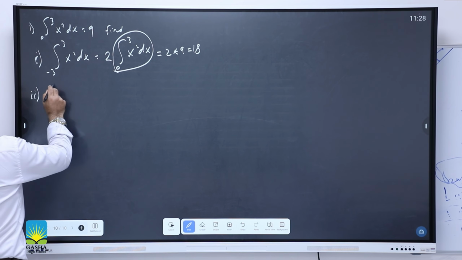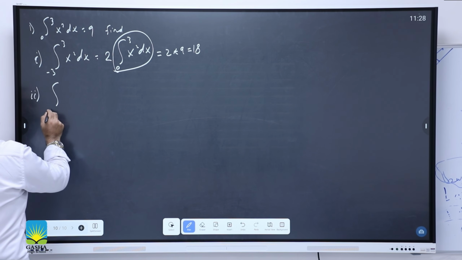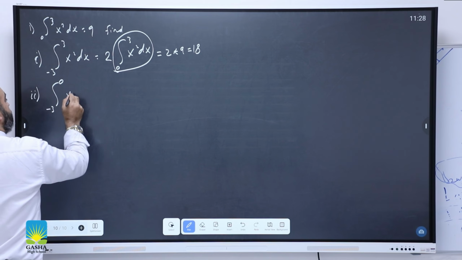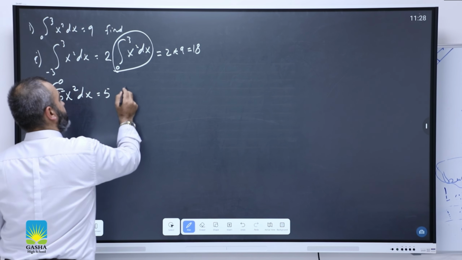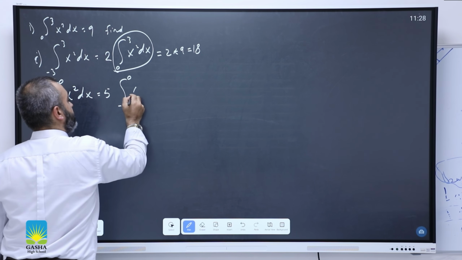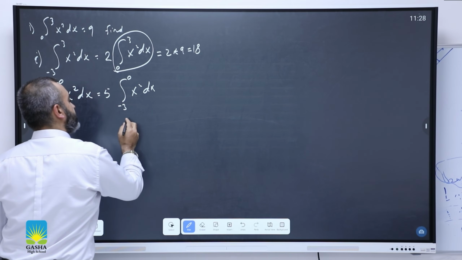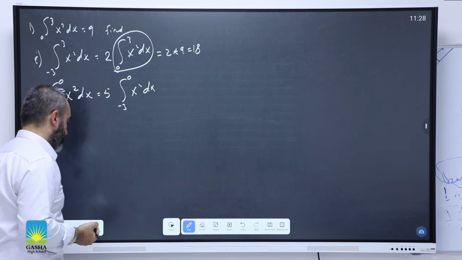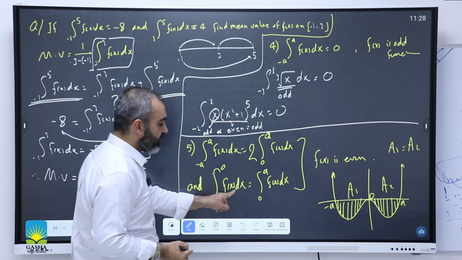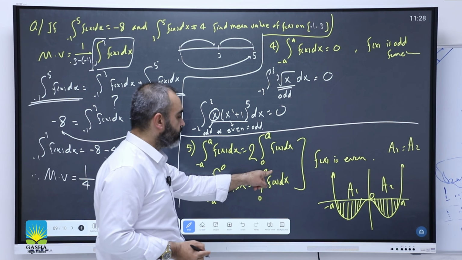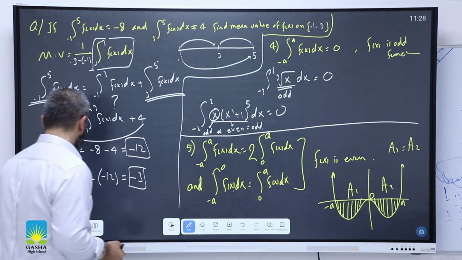Double integral from negative 3 to 0 about 5x squared dx. What about this? We take out the 5. 5 times the integral from negative 3 to 0 of x squared dx. But we have the property about even function, like this. Integral from negative a to 0 of f of x dx equal to the integral from 0 to a of f of x dx.